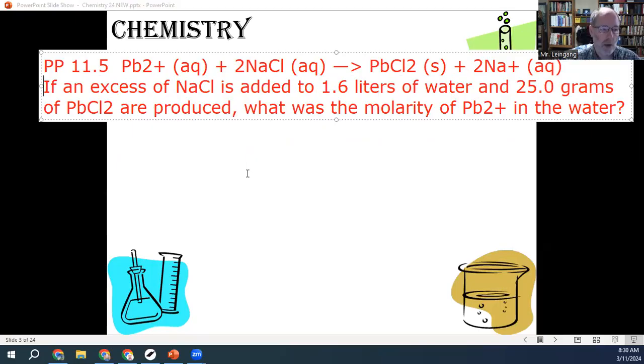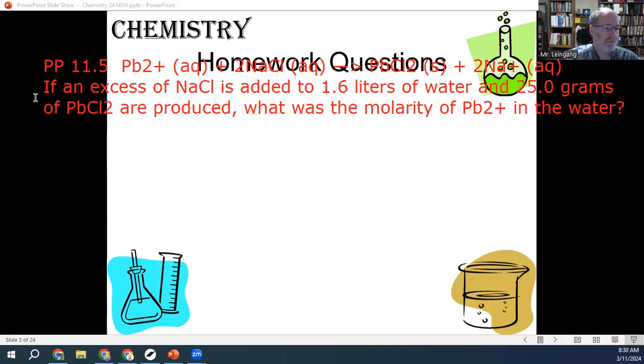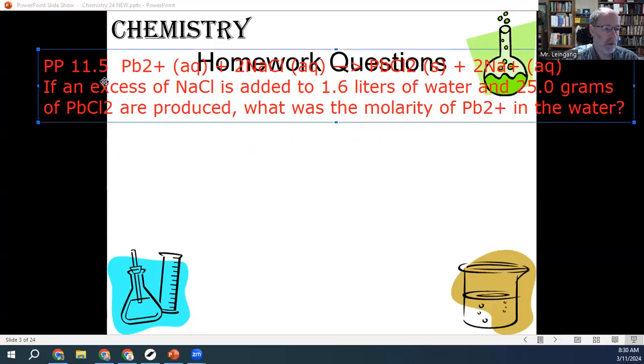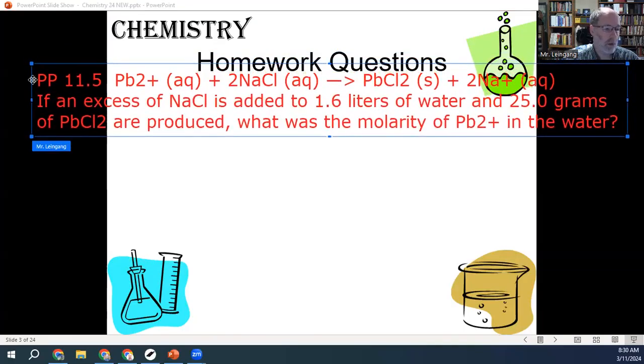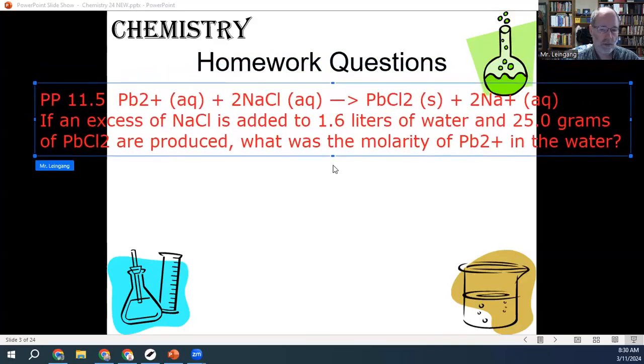Okay, so there's our problem. What's our problem? Well, we've got our balanced equation up atop. Okay, that's good. We've got a volume of water and mass of PbCl2. And we're asked the molarity of the Pb2+ in the water.